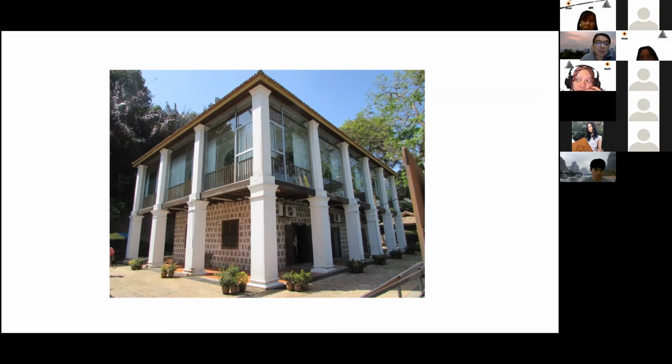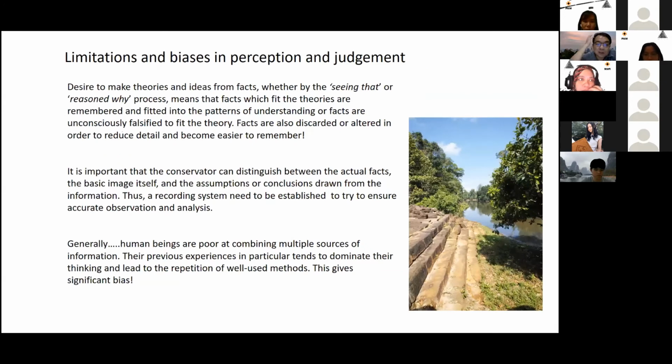Now, limitation and biases in perception and judgment. So it's a desire to make a theory, and theories and ideas from facts, whether by seeing that or reason by process. So it's important that we know what we want to do with these things.